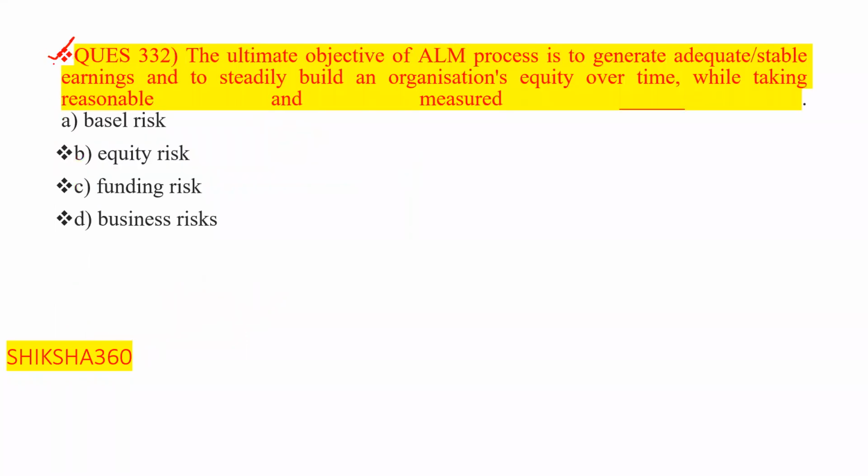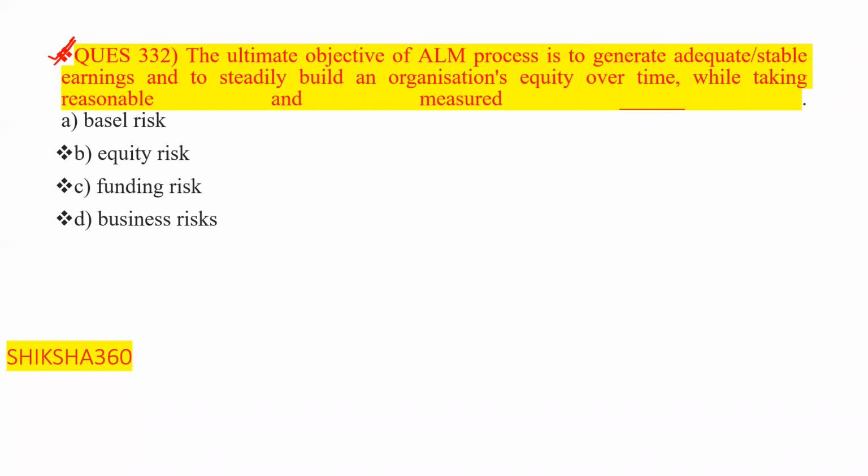Next question, question number 332. The ultimate objective of the asset liability management process is to generate adequate and stable earnings and to steadily build an organization's equity over time, while taking reasonable and measured risk. Basel risk, equity risk, funding risk, business risk.